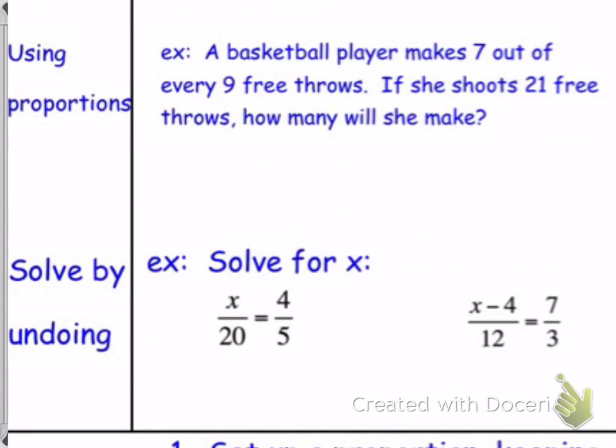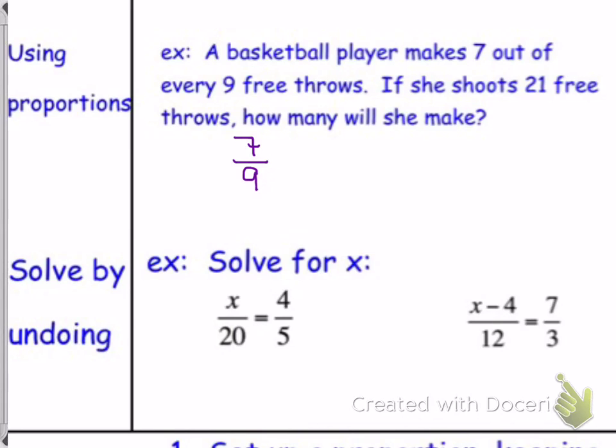So the next thing that I want to provide you within your notes section is how we're going to be using proportions. Now these are going to be your examples. Most commonly, you'll see proportions given to you as a word problem. So today's example is a basketball player makes 7 out of every 9 free throws. If she shoots 21 free throws, how many will she make? The best way to set this up is by using our fractions. So she makes 7 out of every 9 free throws.